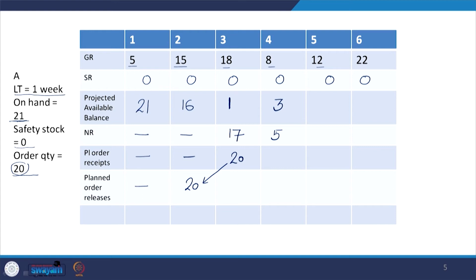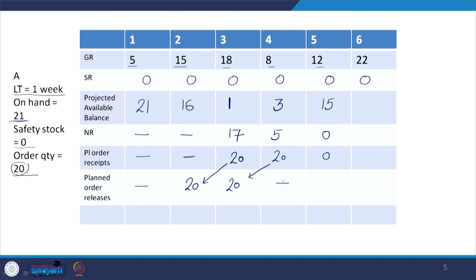Now, for 5 to be fulfilled, you will again place an order of 20 units in the third period, which will come to you in the fourth period. Out of this, 5 you will consume. So, remaining is 15 and the requirement is 12. So, there will not be any net requirement and therefore, you will not receive anything in this particular period and there is no planned order release.